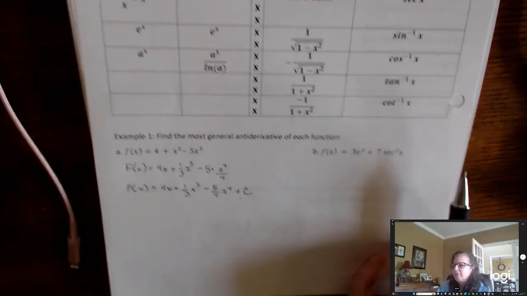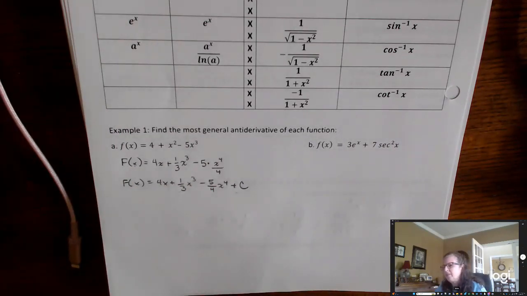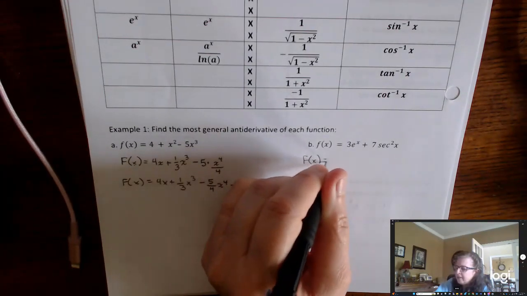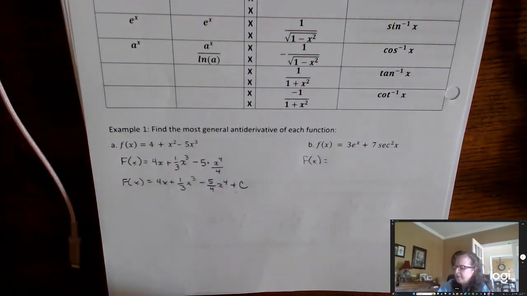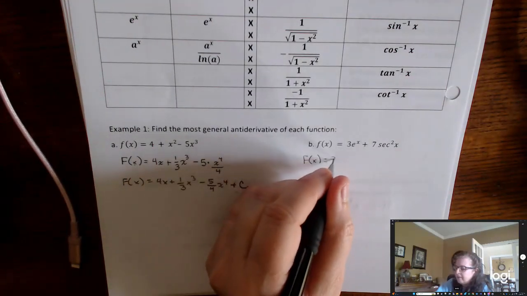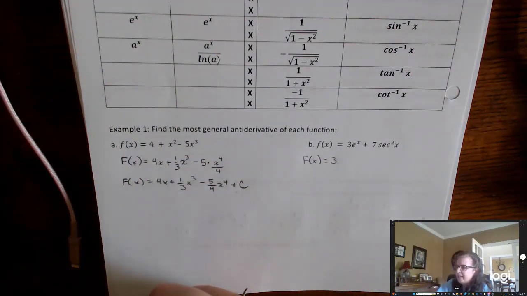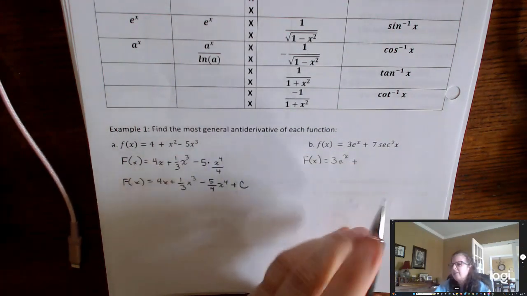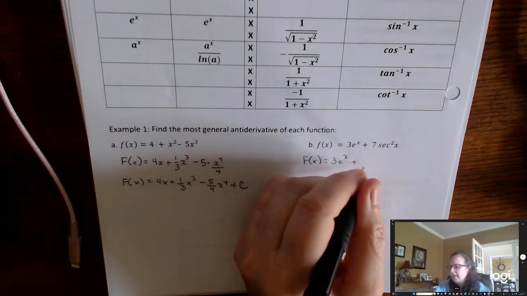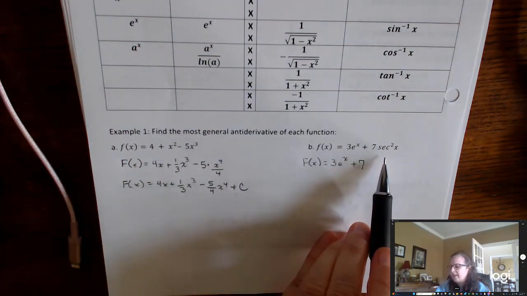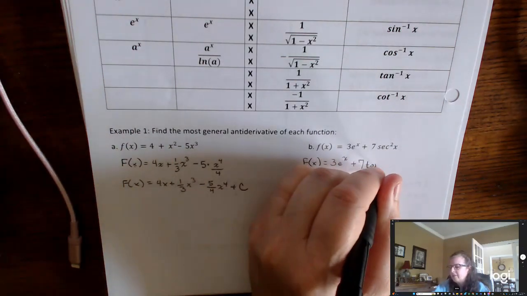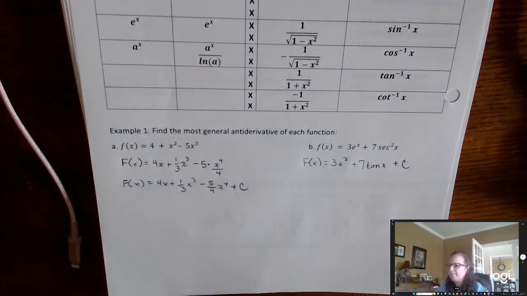Alright, let's try another one. So we have f of x equals 3e to the x plus 7 secant squared x. Big F signifies that we're taking the antiderivative. This is a constant, so it comes on down, and the antiderivative of e to the x is e to the x. Plus, here's another constant being multiplied, so that comes on down, and the antiderivative of secant squared x is tangent of x. And then we have a plus c.